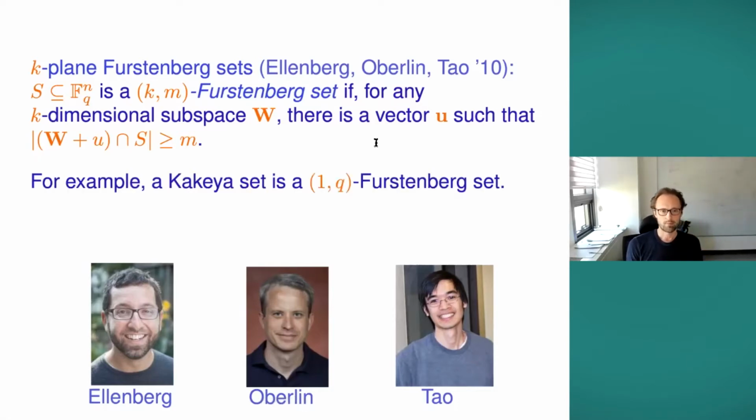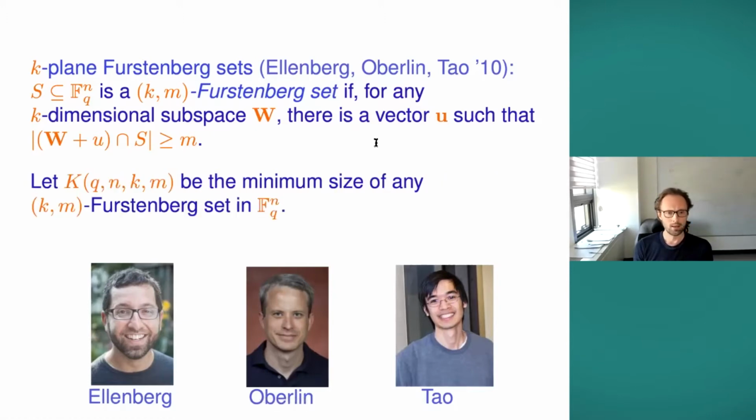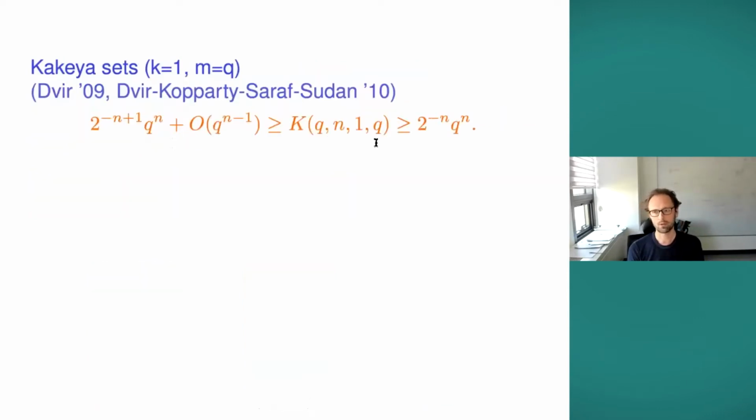So here a Kakeya set is a 1,Q Furstenberg set, because for any line through the origin, there's a translate of that line that's contained in the Kakeya set. And so in particular, its intersection with the set is at least Q points, or exactly Q points. And so again, the interesting question is, how small can a K,m Furstenberg set be? So just to talk about the special cases first, we have the classic Kakeya problem here.